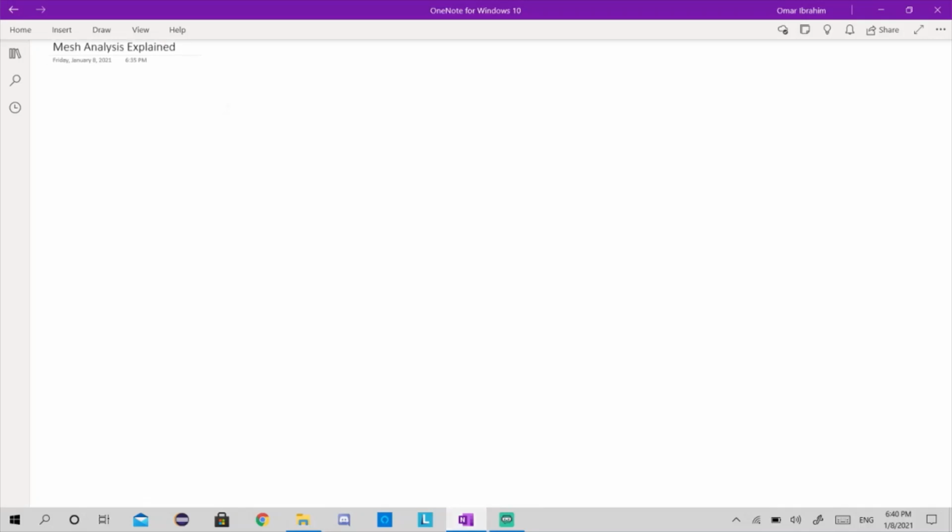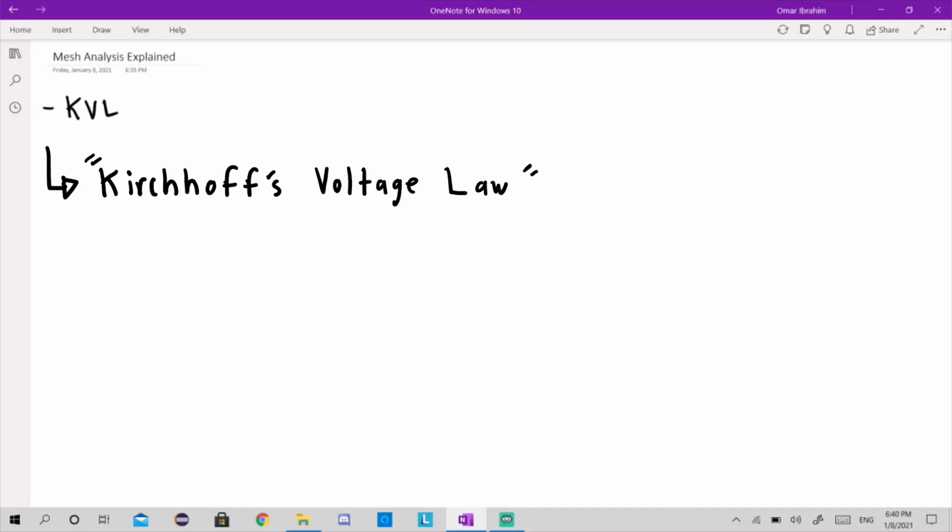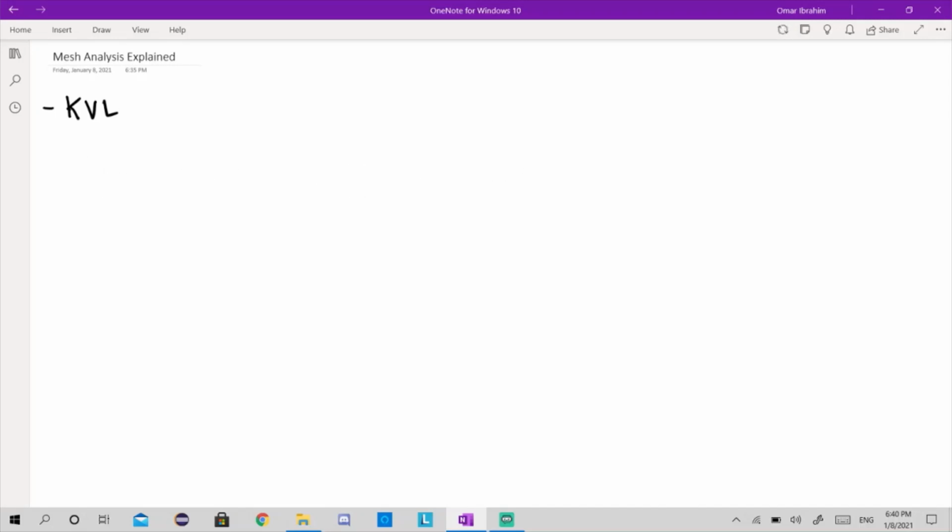Okay, before we dive into some problems, we're just going to go over some stuff that you have to know beforehand. You have to be familiar with KVL. KVL is Kirchhoff's voltage law. Basically, it states that the sum of all voltages around a closed loop has to equal 0. You have to be familiar with this law in order to solve these problems.